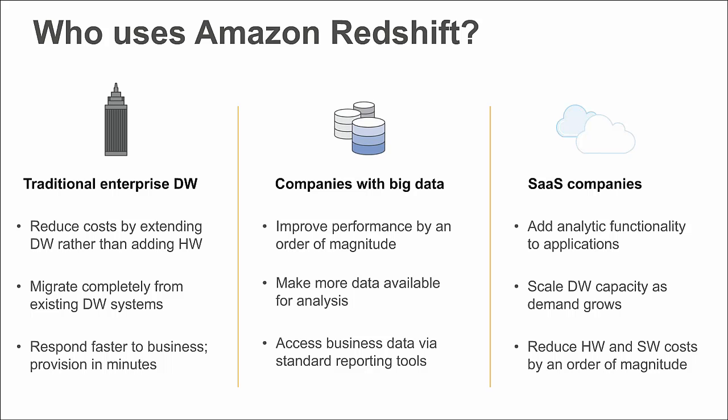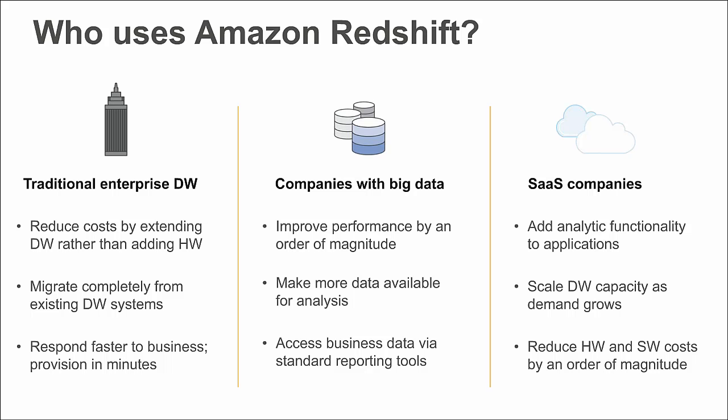Companies in general that have big data, it doesn't have to be an enterprise, it gives them the ability to improve performance by an order of magnitude because they can create a very large cluster or make a cluster even larger to support the needs and the performance requirements that they have. Make more data available for analysis. They're not having to worry about juggling how much data they can put into an on-premise storage solution, because you can create larger clusters with Redshift or create multiple clusters to make all your data available and access that business data via standard reporting tools, as we talked about earlier. You can use your favorite BI tools.